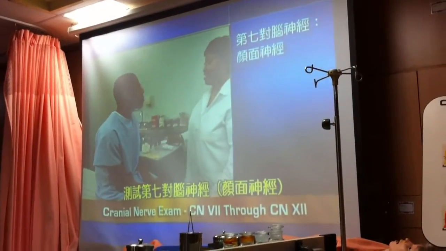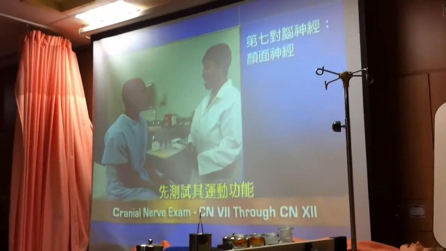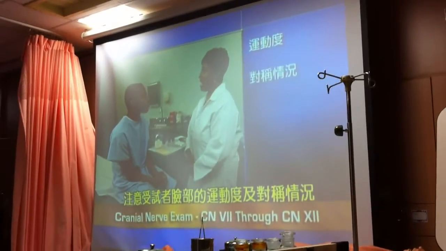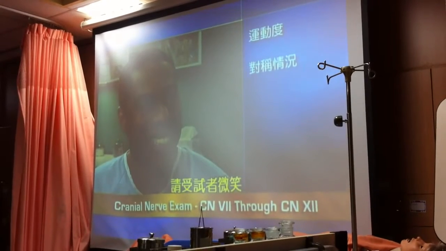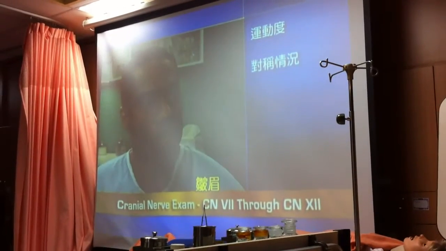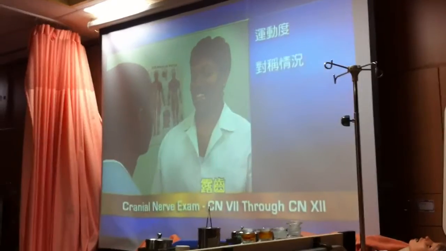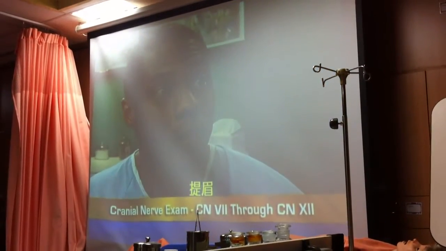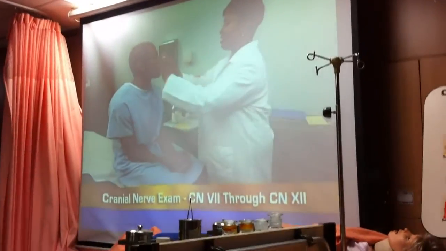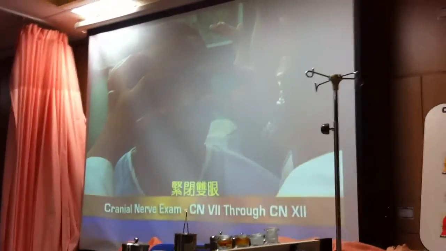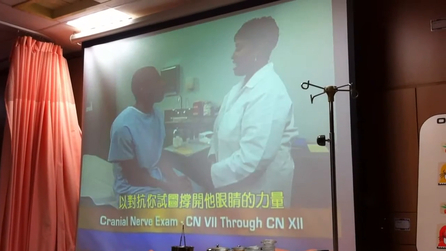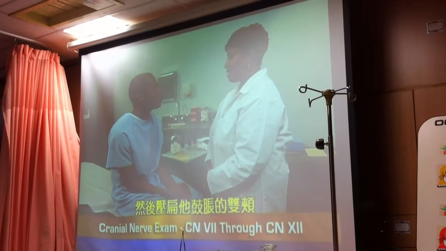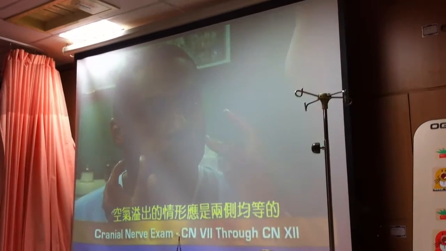To test cranial nerve 7, the facial nerve, begin with motor function. Note mobility and facial symmetry as the person smiles, frowns, shows his teeth, lifts his eyebrows, closes his eyes tightly against your attempt to open them, and puffs out his cheeks. Then press his cheeks in. The air should escape equally from both sides.